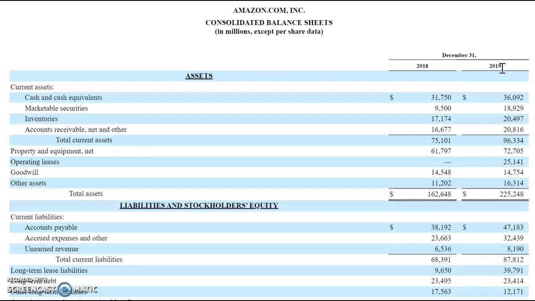All right, so our current assets, right? We can see our total here, 96,334. We come down to our liabilities. Our current liabilities are shown first. Here's our total current liabilities, 87,812. So to get our working capital, we are going to subtract these numbers.